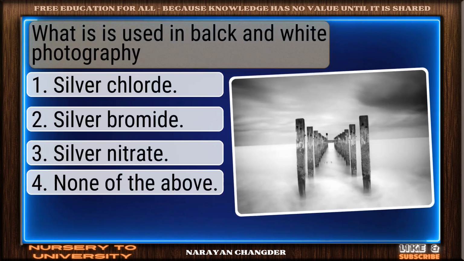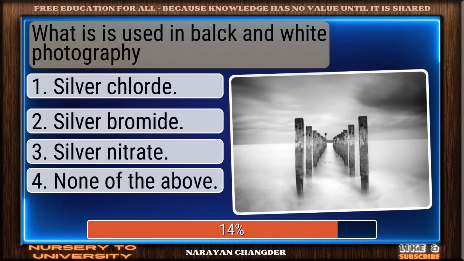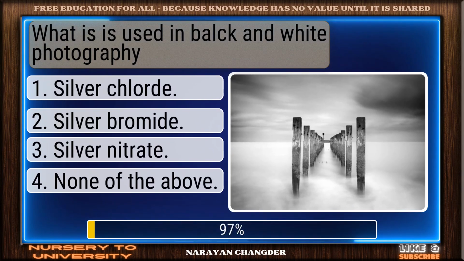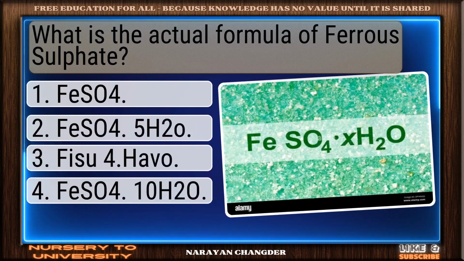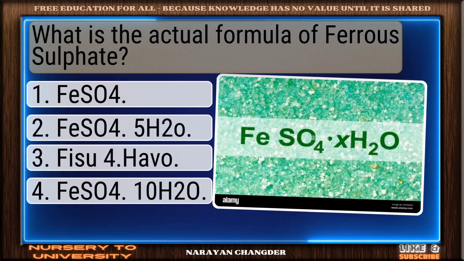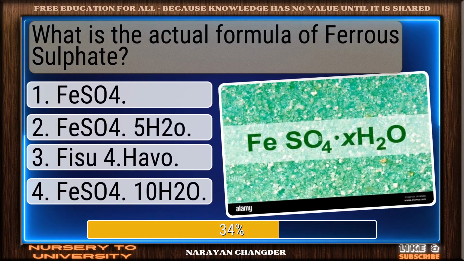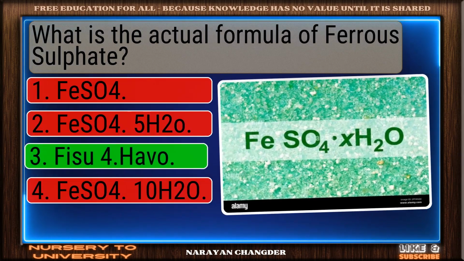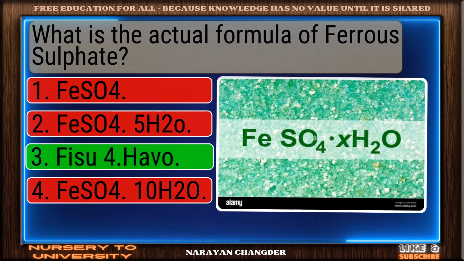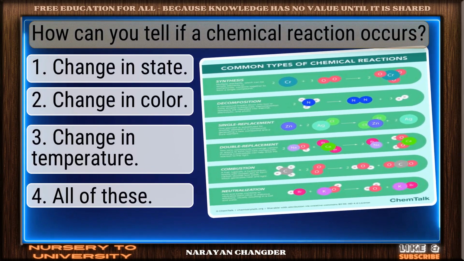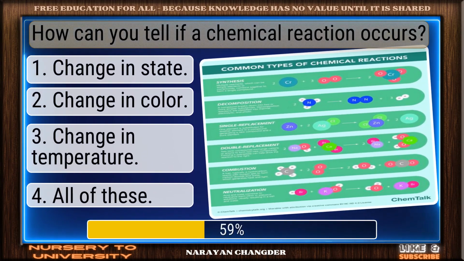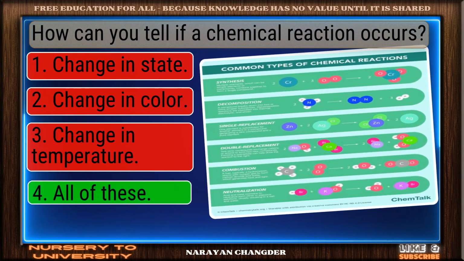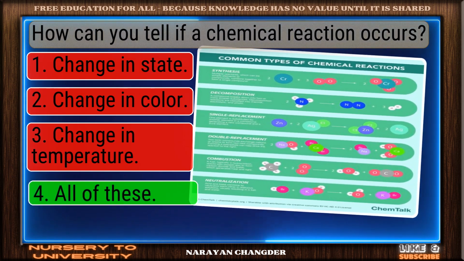What is used in black and white photography? Good thinking. Silver bromide is right. What is the actual formula of ferrous sulfate? Clear logic. FeSO4 7H2O is sound. How can you tell if a chemical reaction occurs? Bravo. All of these is the answer.